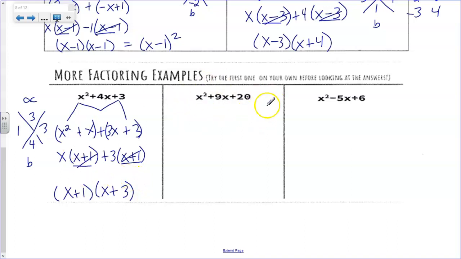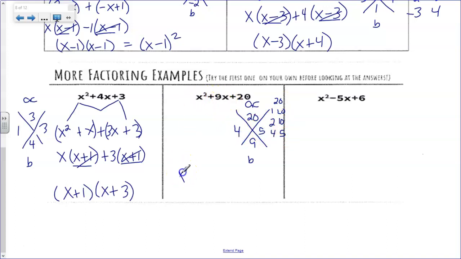Okay, let's look at one more together, and then I'm going to let you try some on your own. All right, so my a times c is 20. My b is 9. So we're going to list the factors of 20 here. We have 1 and 20. Does that add to give me 9? No. 2 and 10? No. 3 won't go. 4 plus 5, that's 9. 4 times 5 is 20. So that's going to be 4 and 5.